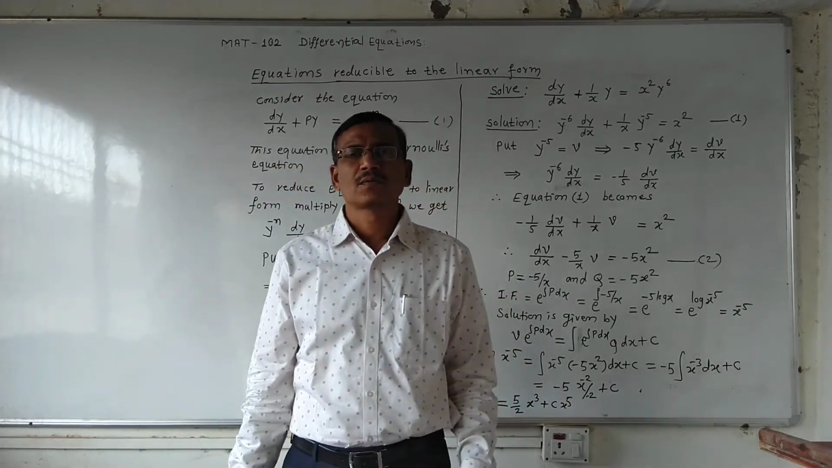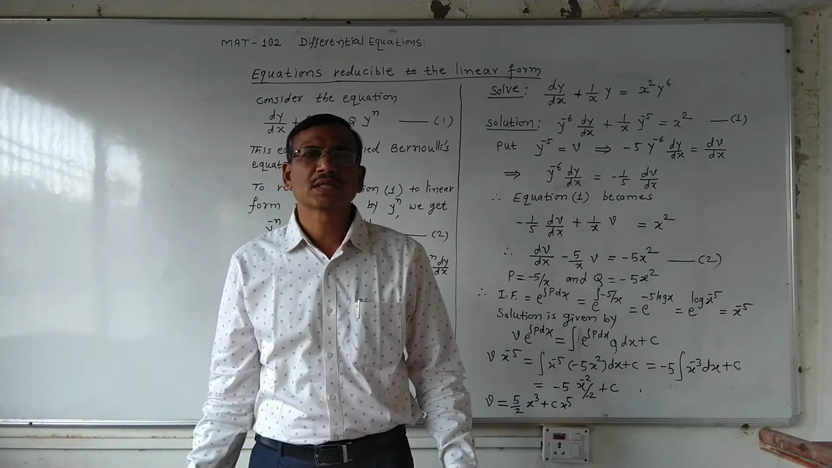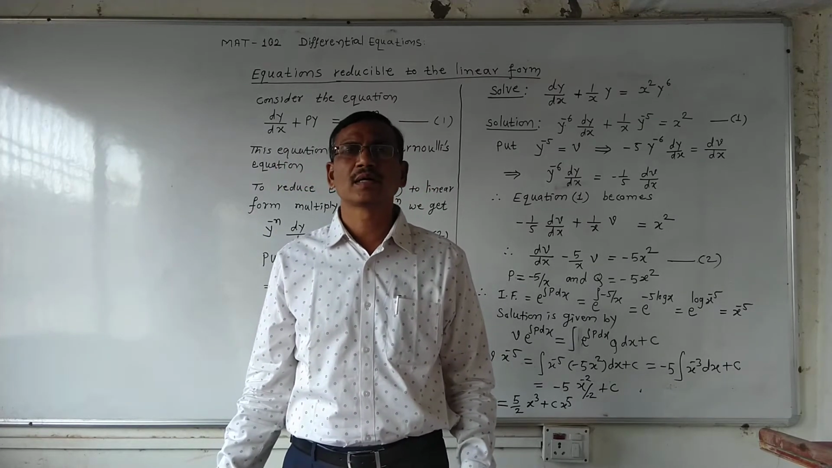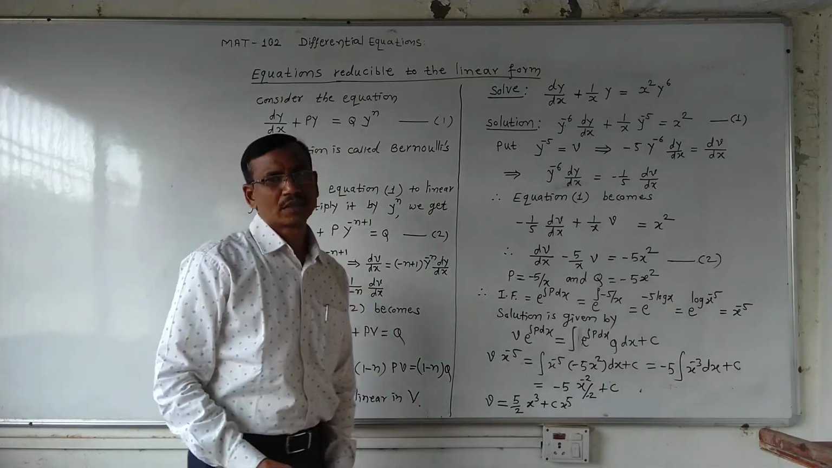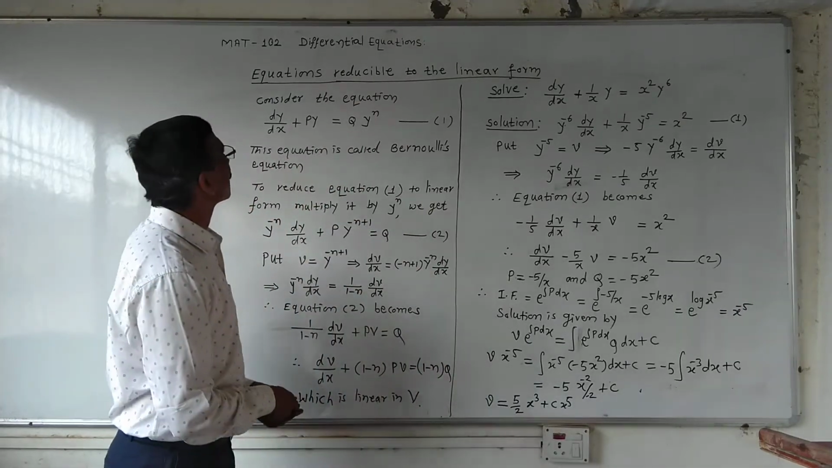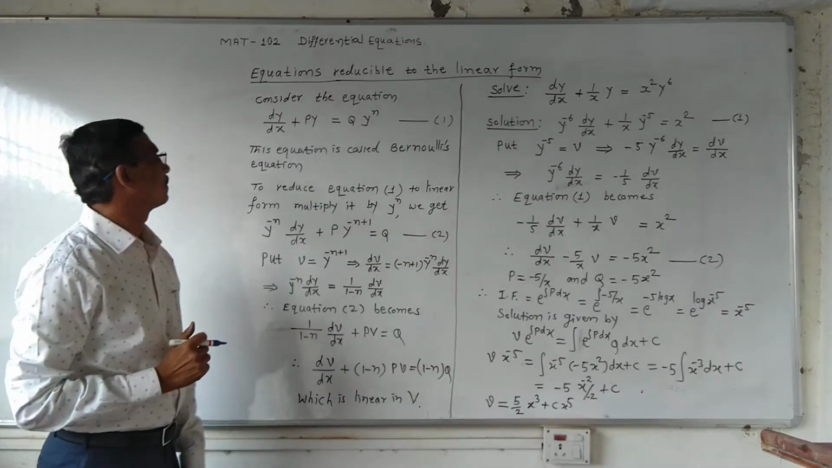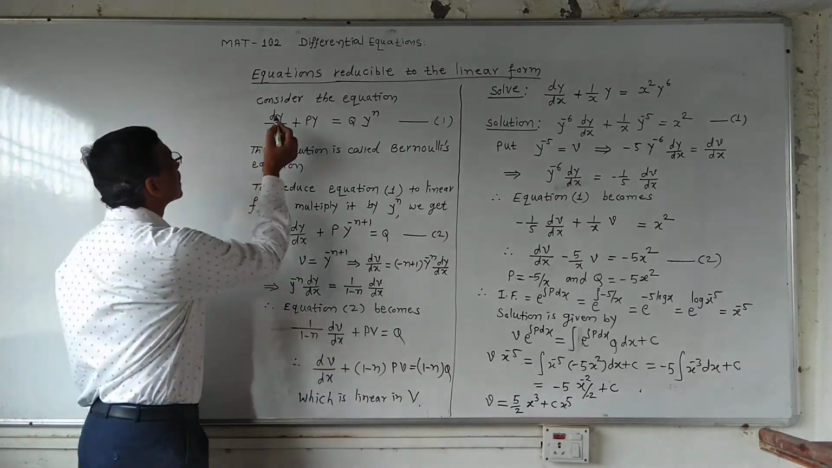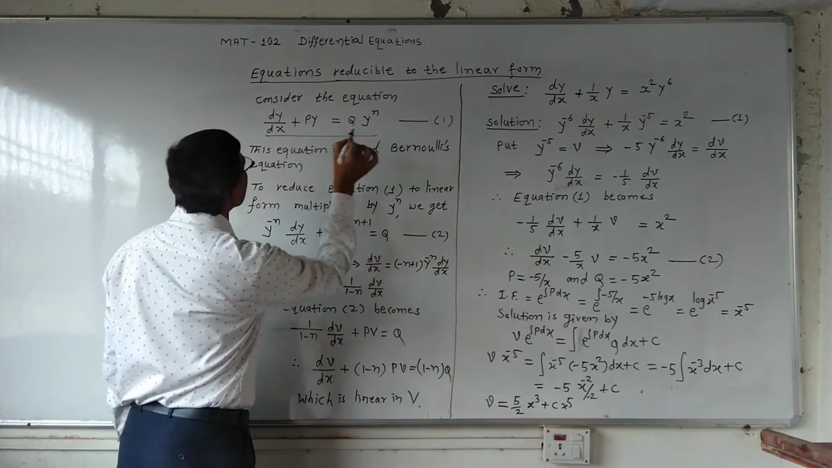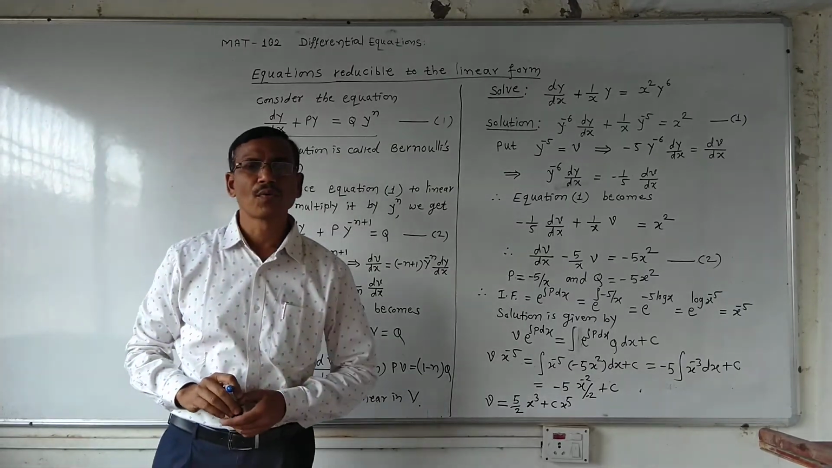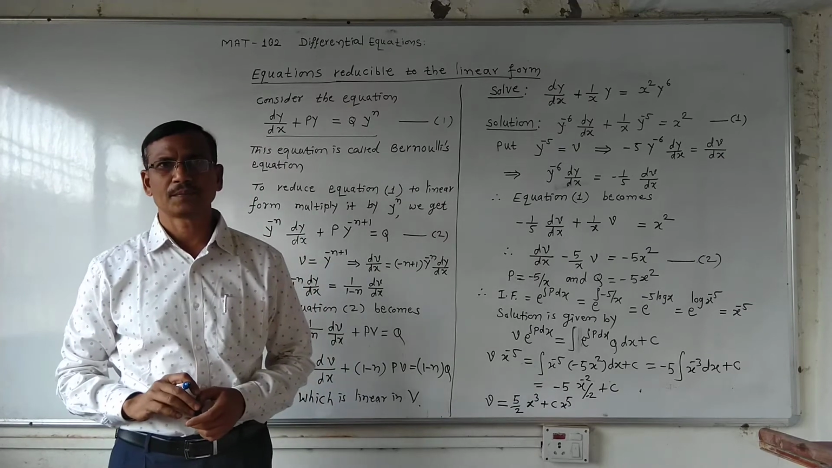Today we shall see the equations which can be reducible to the linear form. The name of our article is equation reducible to the linear form. Now consider the equation dy by dx plus py is equal to q y raised to n.